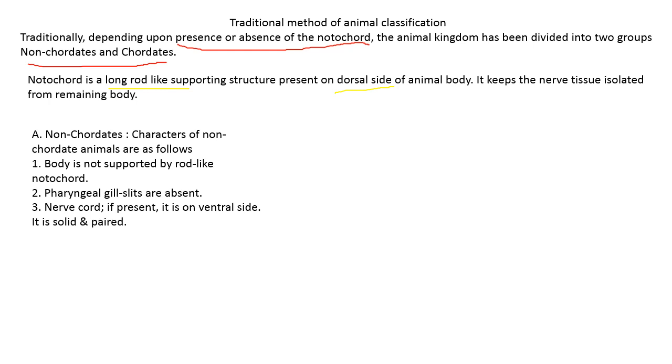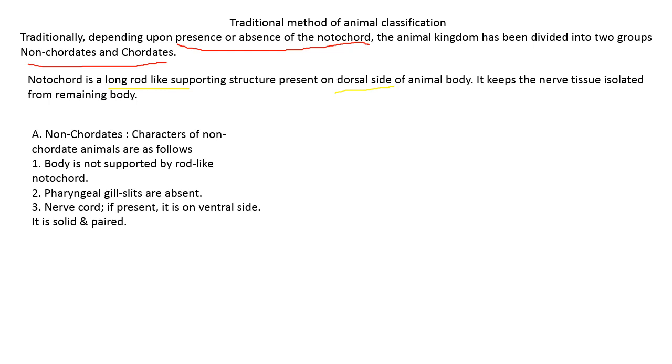So if a nerve cord is present, it is on the ventral side. Ventral side means the front side. It is not on the back side, and it is solid and paired. The nerve cord will be solid, which means it is not hollow. It will be filled totally with some matrix present in it, and it is going to be in the form of a pair. It is not single. Means there will be two nerve cords if present.